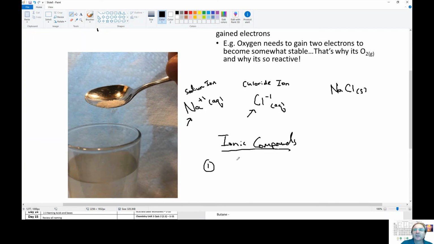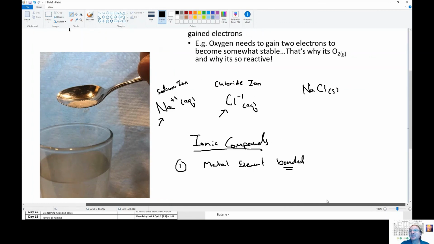First of all, it's a metal element bonded, so it does form a bond. In other words, electrons are, in this case, transferred. They can also be shared, but in this case, the electrons are transferred. The valence electron gets transferred, bonded to a non-metal.